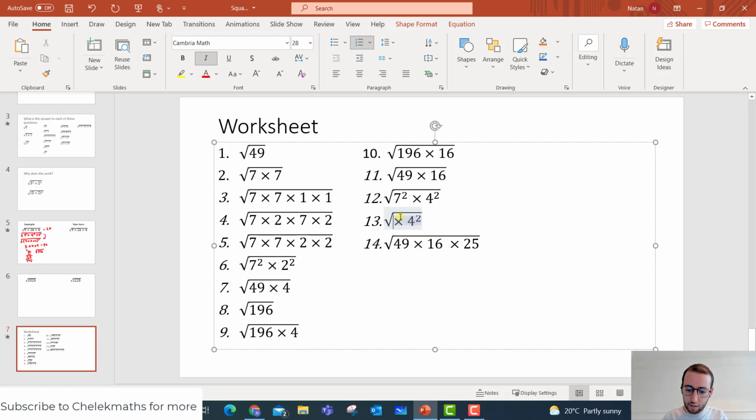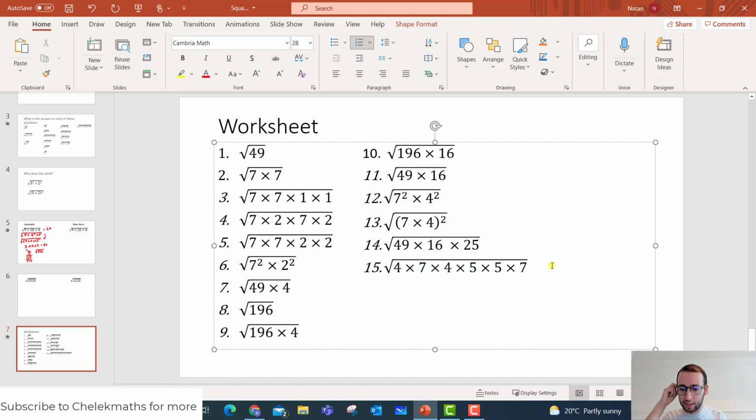7, and we might want to do something with, yeah, that's fine. Okay, then how about one where we just have it in pieces? So we have 4 times 7 times 4 times 5 times 5 times 7. Because that's actually identical to the one above, but kids will need to have seen that and worked that out.